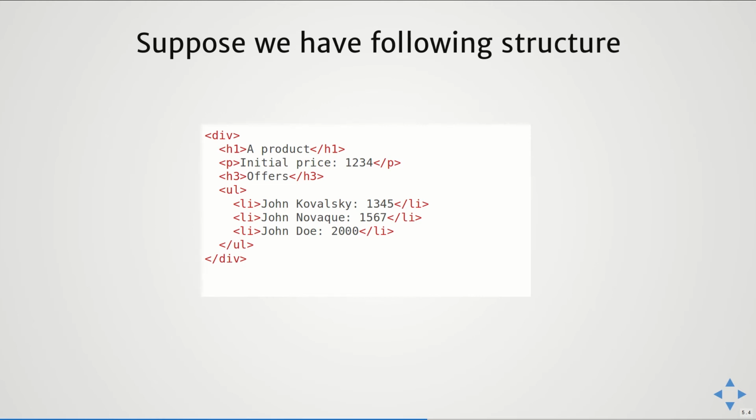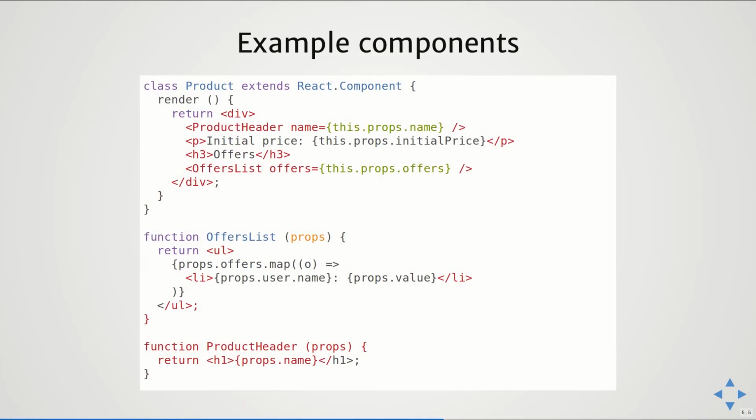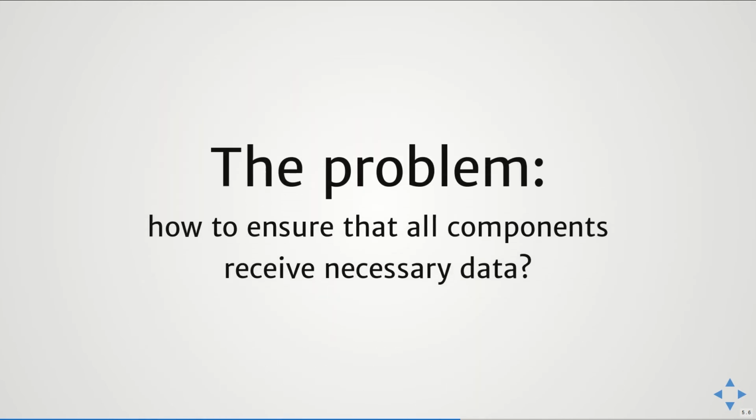Let's say that we have this structure. Very simple, we just display a title with the name of the product, initial price, and a list of offers together with usernames. So we can have the following components. This is just a product that has a product header and an offers list underneath. Pretty simple, not really much to do here. So the problem is how to ensure that all the data is displayed in the right places, that all the components get the most appropriate data for them.